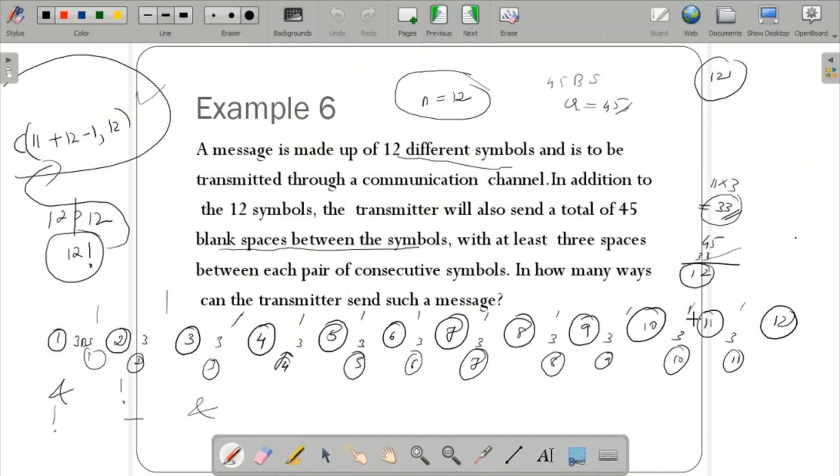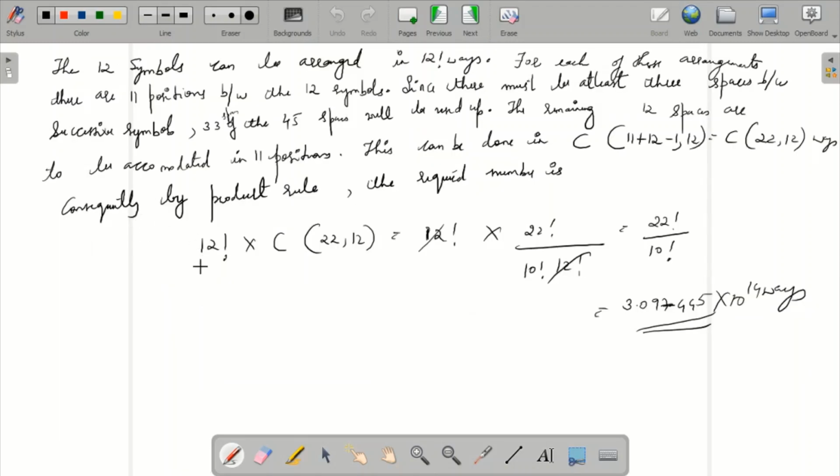So over here, there are 12 different symbols. These 12 different symbols we can arrange in 12 factorial ways. Since they are happening simultaneously, it is the product rule. And the combination is in those 11 spaces: how can you arrange the 12 blank spaces? So this is how the solution is supposed to be written. So this is regarding combination with repetition. End of the session. Thank you.